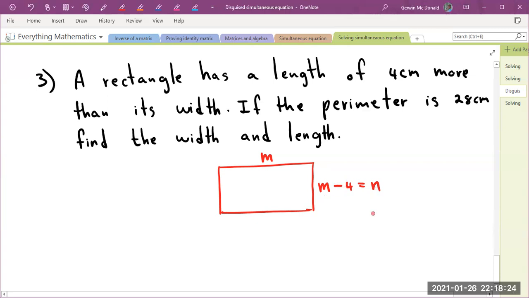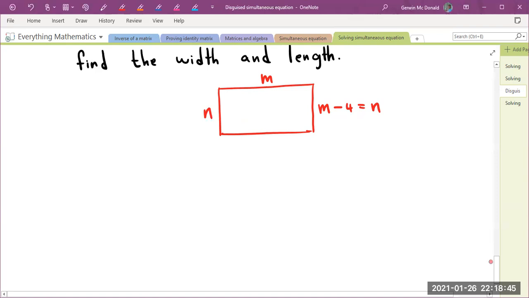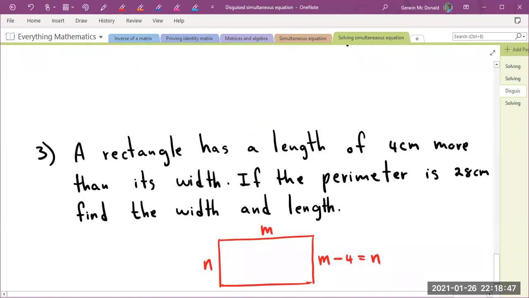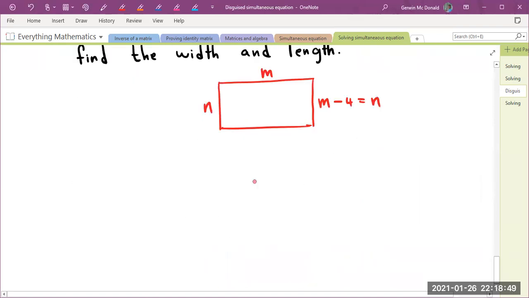I might make this look a little simple, but this is not as straightforward as it seems. On the other hand, we could also say that the width is N, but we don't know what N is. We know N is 4 less than M. So that's that. We get two things here. And we know the perimeter. The perimeter is 28. So let's figure two things out.